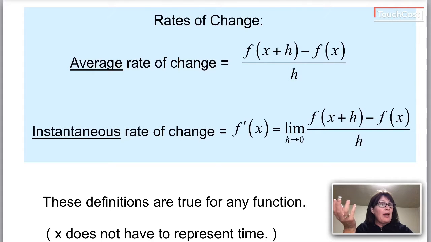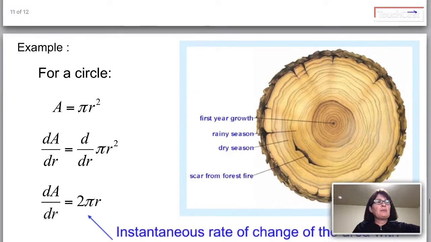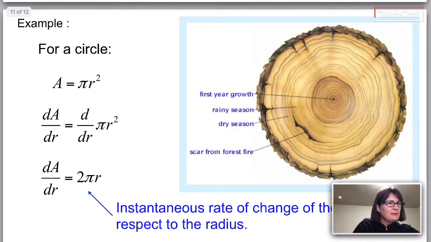This idea doesn't apply just to velocity. It applies to all kinds of functions. The input value doesn't have to represent time. So I present to you a tree trunk. The area, if you cut perpendicularly to how the tree is growing, we call that the cross section, right?